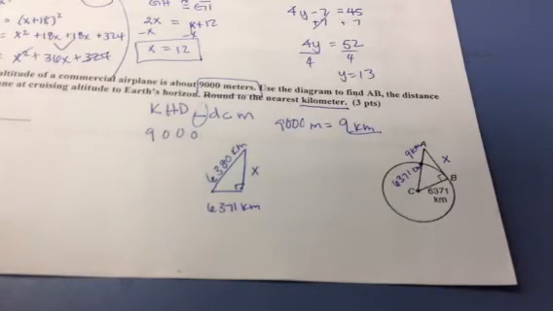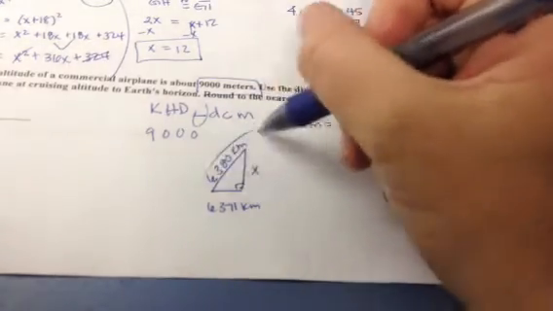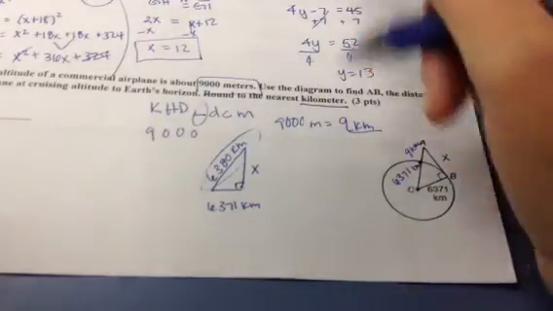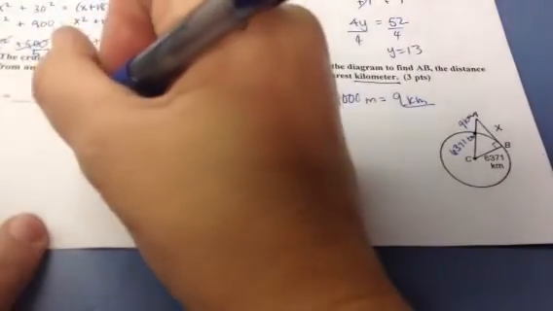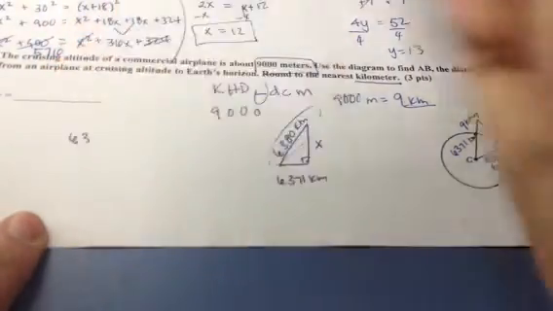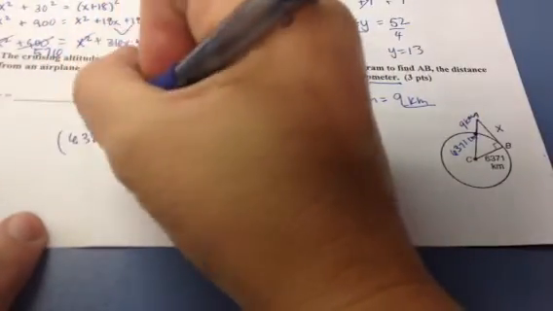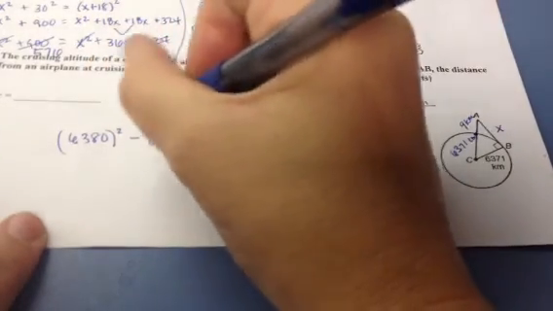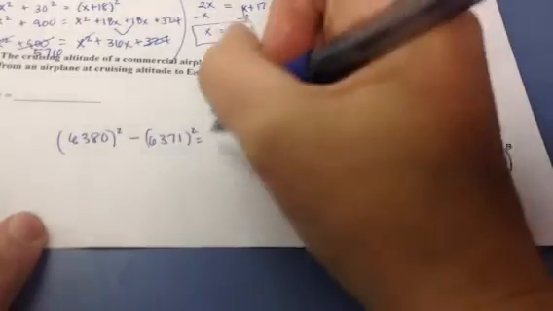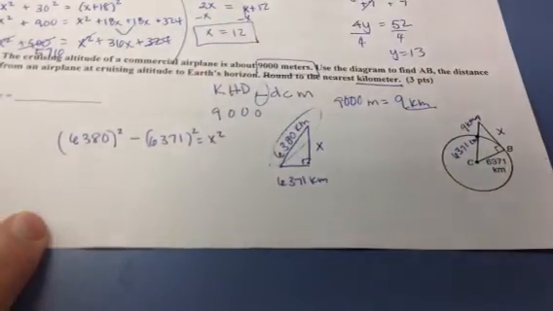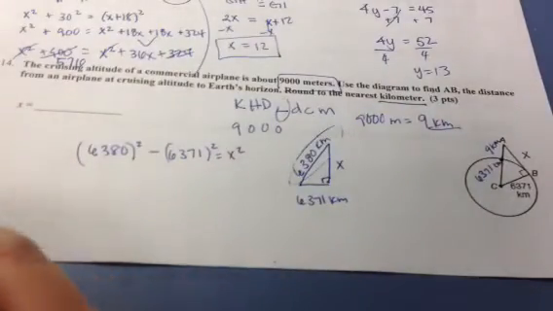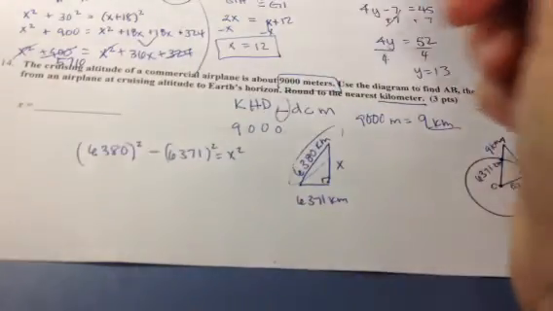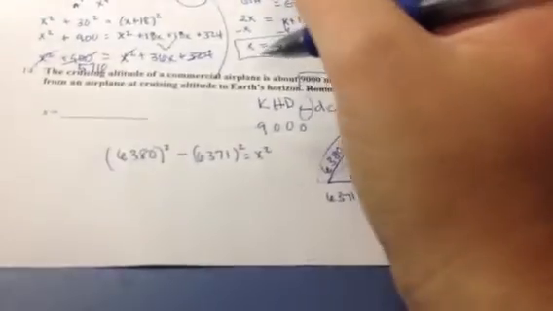All right. All of that, like figuring out how to label this, that's the hard part. The rest is just the Pythagorean theorem. So since we have the hypotenuse, we subtract the squares to find x squared. So we're going to do 6,380 squared minus 6,371 squared equals x squared. All right, so plug those into the calculator. 6,380 squared is, oh, that's a big number.